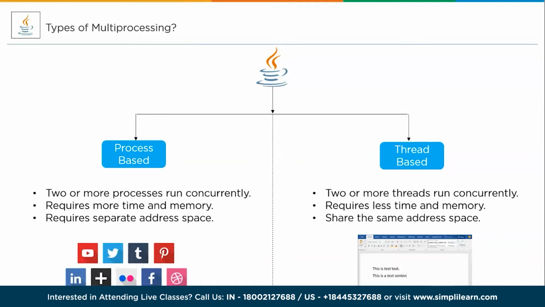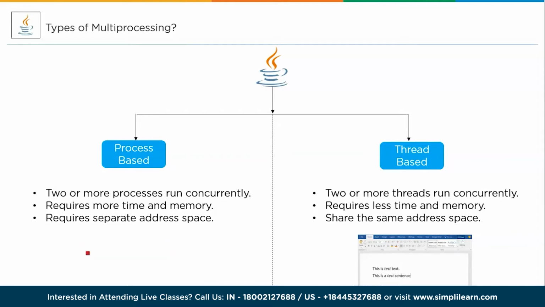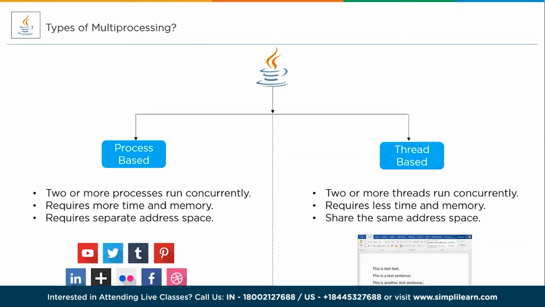And the last difference is that it requires a separate address space. Process-based multiprocessing requires a separate individual address space for each and every process you are running in the background. So one address space for browsing the internet, one for executing your IDEs, etc. And when you're running one single application, one single address space is shared by multiple threads.